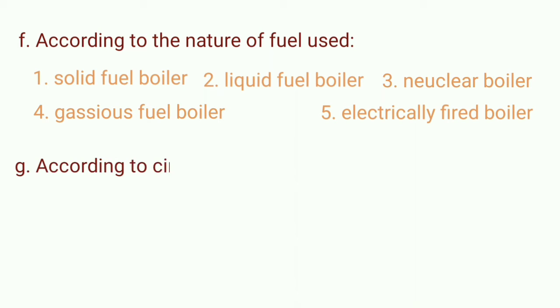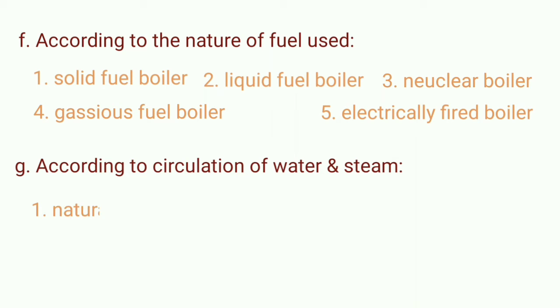Next, according to circulation of water and steam. Number 1. Natural circulation. Here, circulation held automatically. Lancashire boiler, Babcock-Wilcox boiler and Cochrane boiler are the example of natural circulation boiler. Next, forced circulation boiler. In this type of boiler, pumps are used to maintain continuous flow of water. Lamont boiler, Benson boiler and Leofler boiler are the examples of forced circulation boilers.